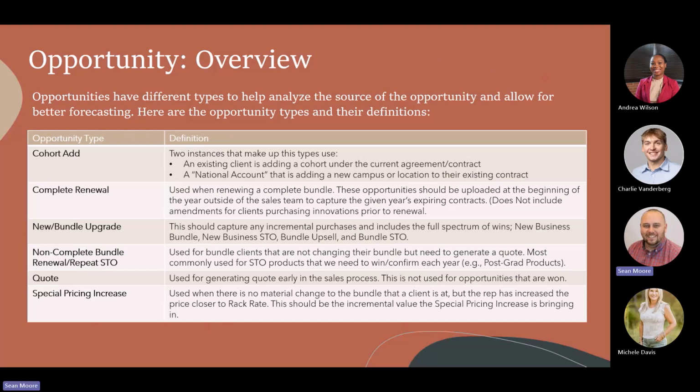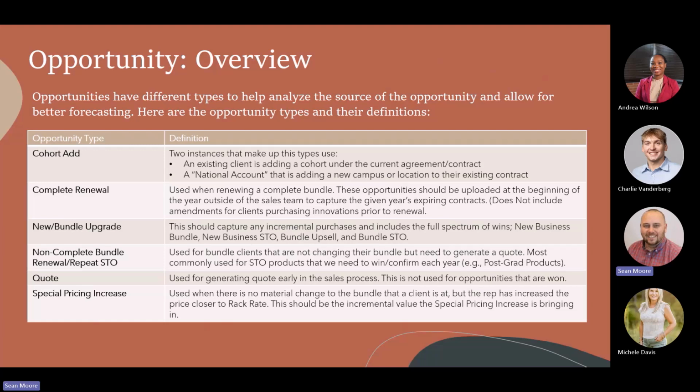So our opportunities have multiple different types, and this really helps us analyze and better forecast where our business is coming from. So we'll go through these real quick. So cohort add is one opportunity type. In this instance, you would only use this if a customer is adding a cohort under a current agreement or contract, or let's say a large institution is adding a new campus or location.